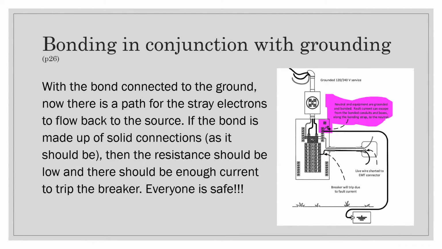So with the bond connected to ground, now there is a path for stray electrons to flow back to the source. If the bond is made up of solid connections, as it should be, then the resistance should be low and there should be enough current to trip the breaker. Everyone is saved. And so in this situation here, the bond is connected, which provides a path from the fault current through the bond connector to the neutral, back in behind the main breaker, up the neutral conductor, back to the source, which is their transformer. And the breaker trips. And we've identified the fault current before anyone gets shocked or even worse, electrocuted.